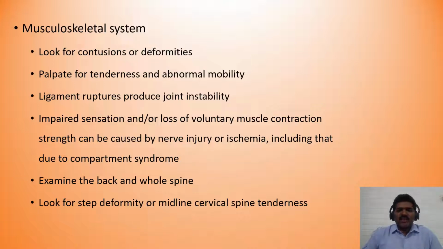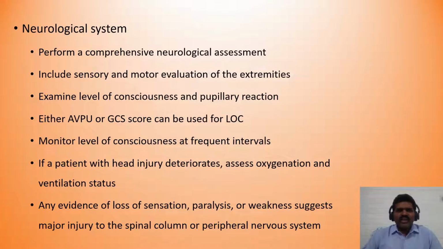Examine the back and the whole of the spine. Look for any step deformity and midline spinal tenderness to look for spinal injuries. Then evaluate the neurological system to end the examination. Perform a comprehensive neurological assessment. Include sensory and motor evaluation of the extremities, which is most commonly missed.